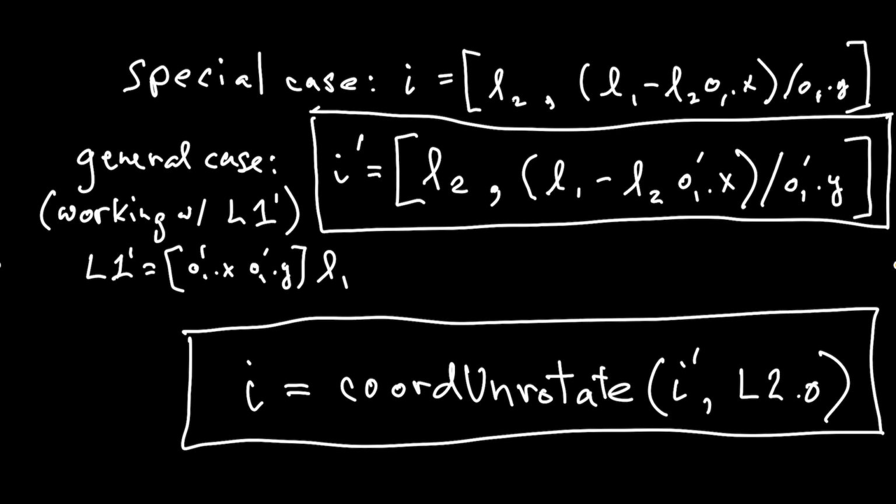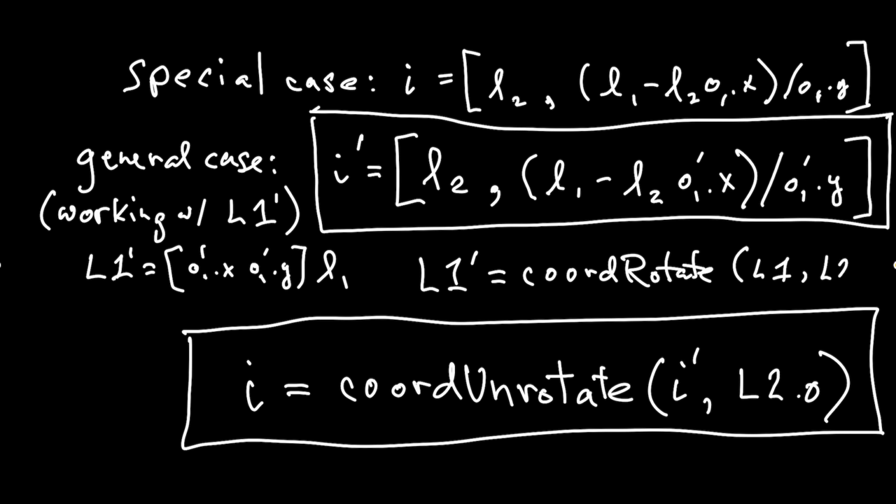So that looks like it. Maybe we're missing one little thing, and that's at the very beginning we have to compute line L1 prime, and that'll be a coordinate rotate of line L1 using L2's orientation. There we go. Now we've got all our pseudocode.